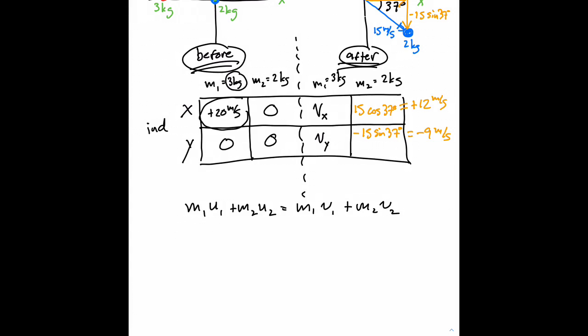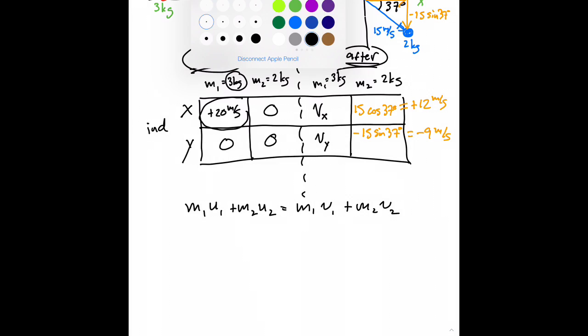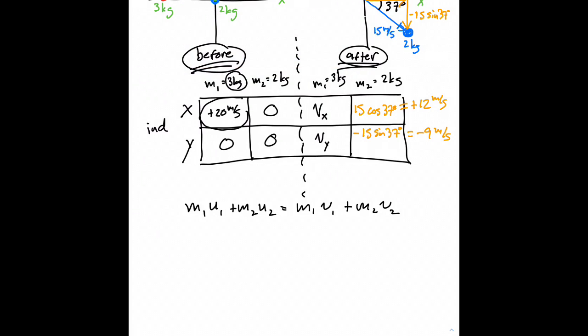When we apply that equation along the x axis, we have 3 times 20 plus 0 is equal to 3vx plus 2 times 12. So 60 equals 3vx plus 24.